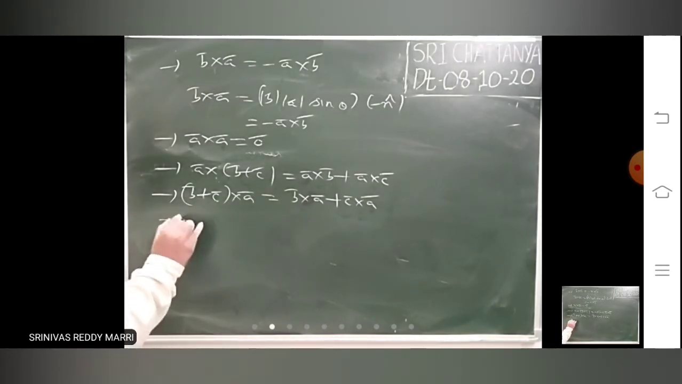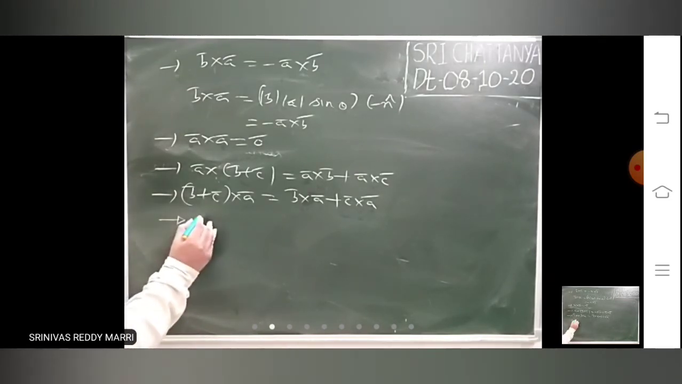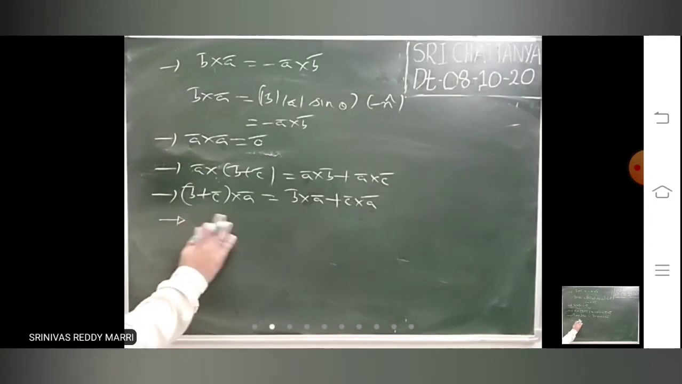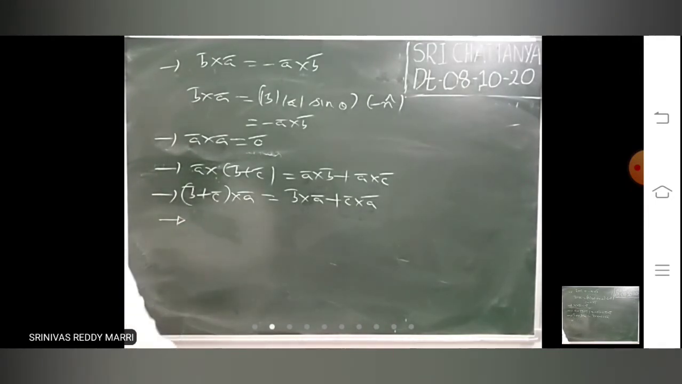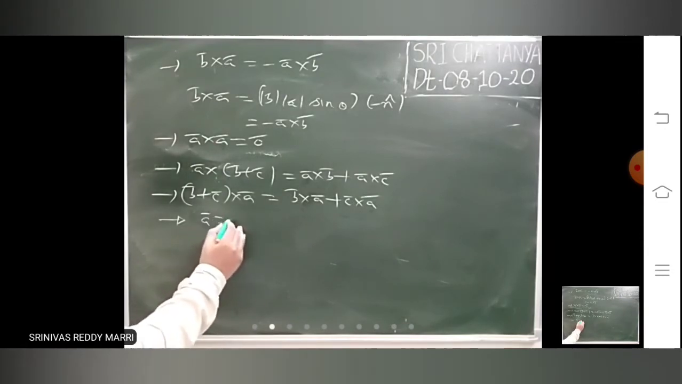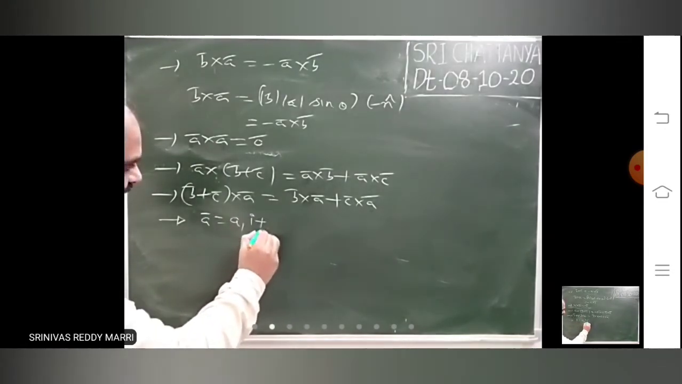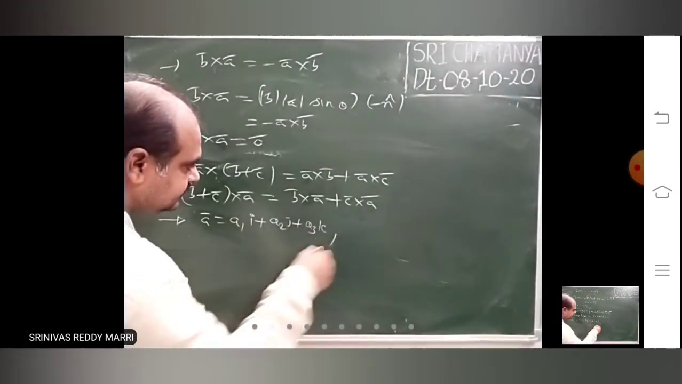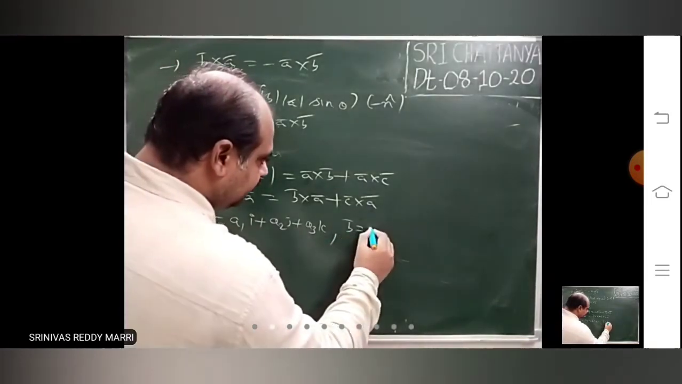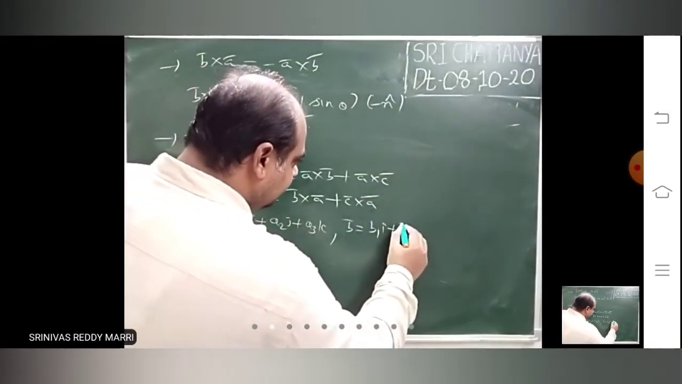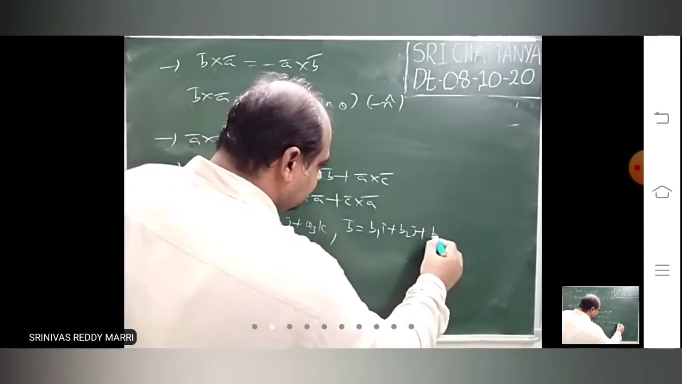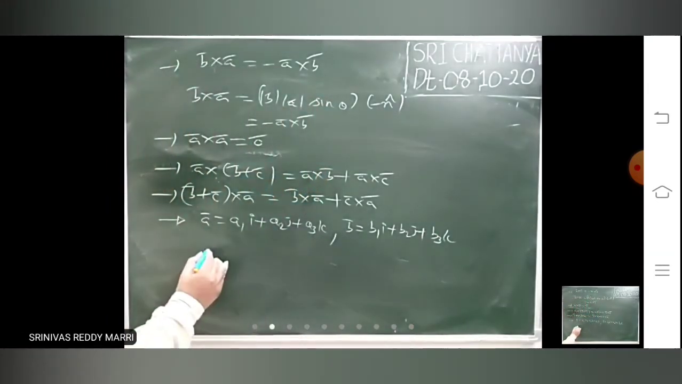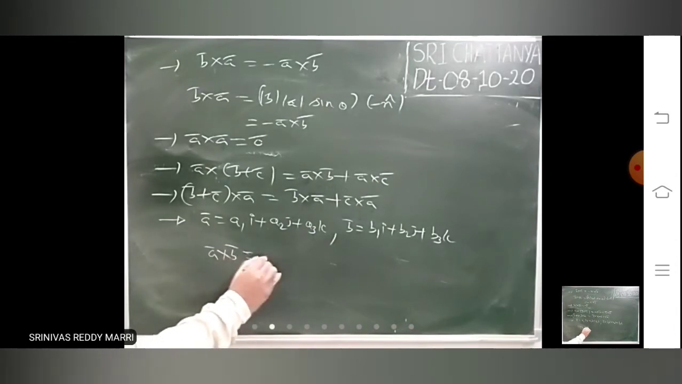Now look at some problems. Suppose two vectors are given. How to find the cross product? A bar equals A1i plus A2j plus A3k, comma, B bar equals B1i plus B2j plus B3k. A bar cross B bar will be a vector.